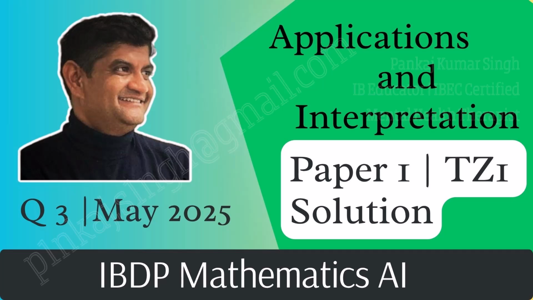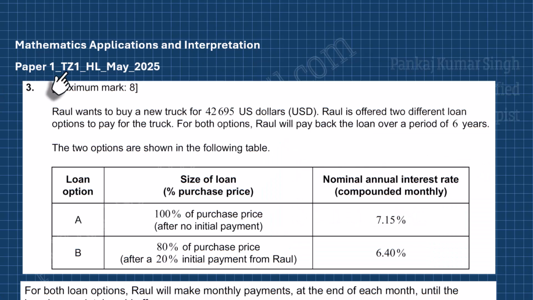Mathematics, Applications and Interpretation, Paper 1, Time Zone 1, HL, May 2025. Now, this is question number 3, which carries 8 marks.